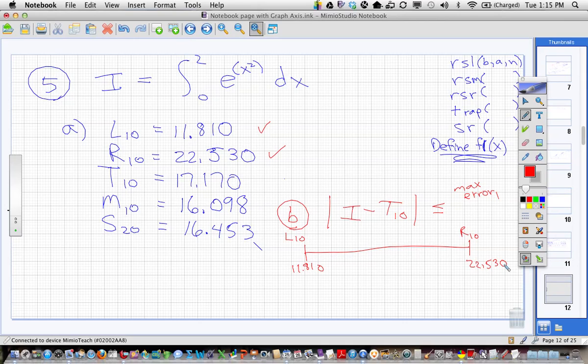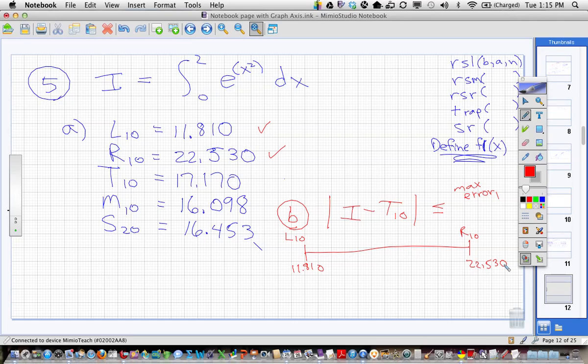Now, what do we know about the exact answer? It's somewhere in there. Now, do we know that it's probably closer to the middle? Yeah, I suppose. But essentially, what do we know for sure? We know it's in there somewhere. We know the exact answer is in there somewhere.